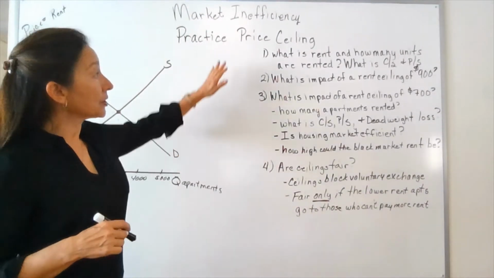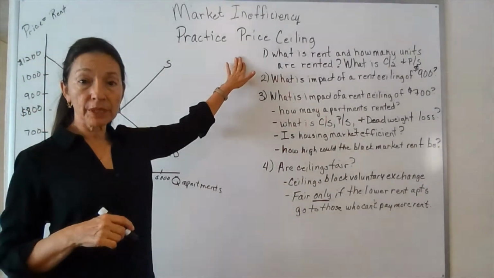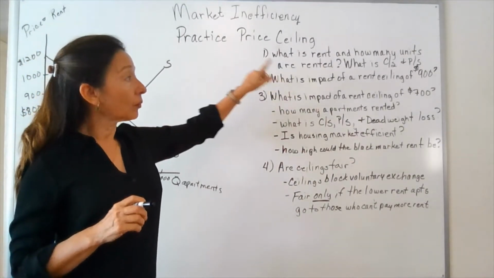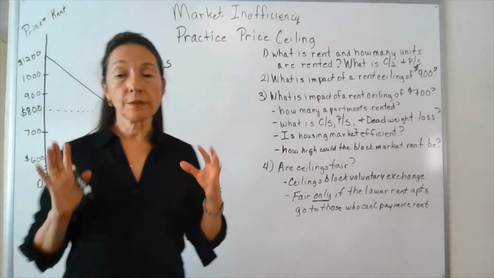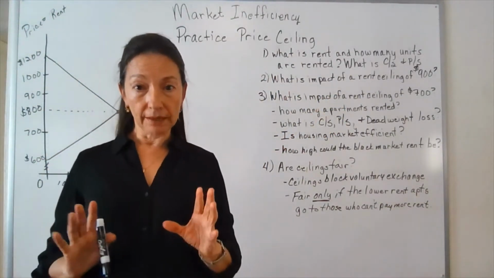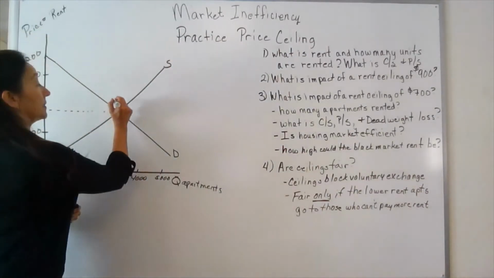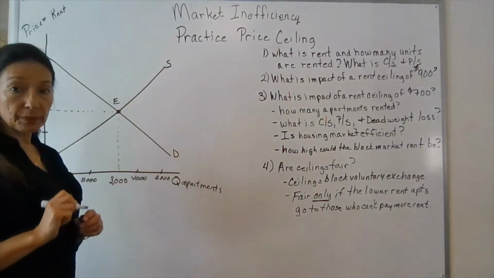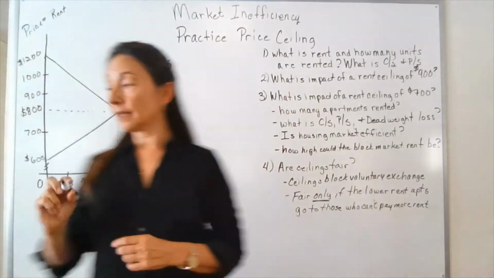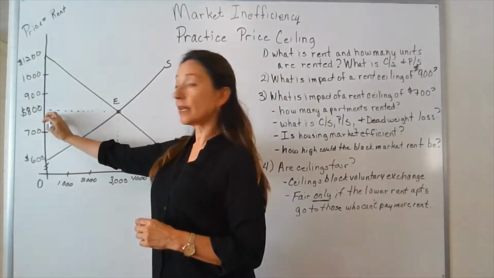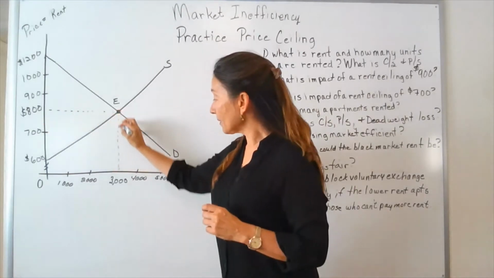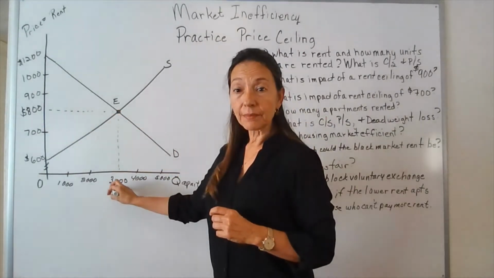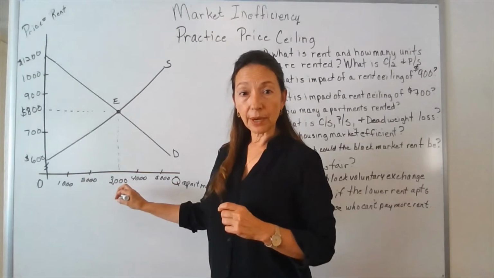The question is, what is the rent and how many units will be rented? What is consumer surplus and producer surplus? So this is the first approach that you're going to take. Okay, so we know that this is the equilibrium price, and if we look at the equilibrium price, we can see that the equilibrium price for apartments is $800, and there are 3,000 units being rented at that price.